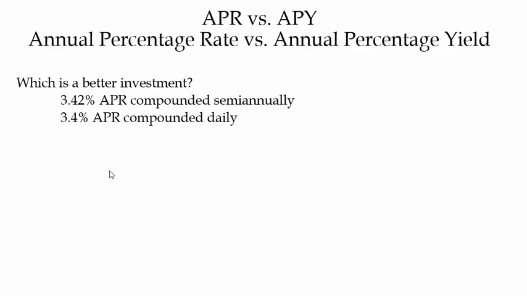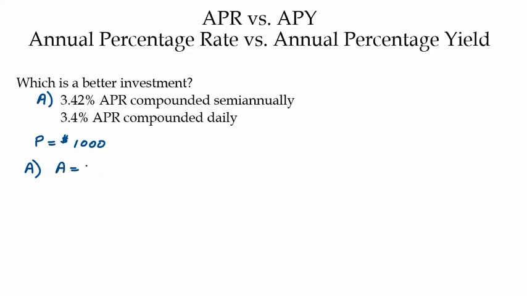Let's do it with a number first, and then I'm going to show you that the amount that we invest really doesn't matter. But I think it might make more sense going through it with a value first. So let's say we invest $1,000. Our principal is going to be $1,000. Let's go through the first one. We'll call this investment A, 3.42% compounded semi-annually.